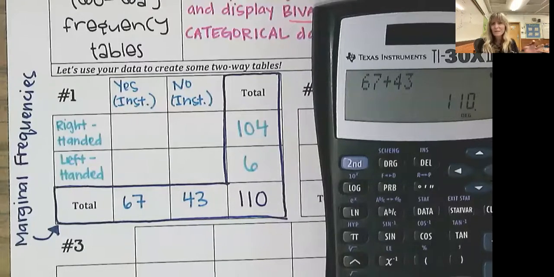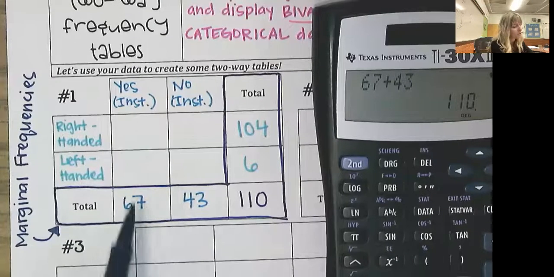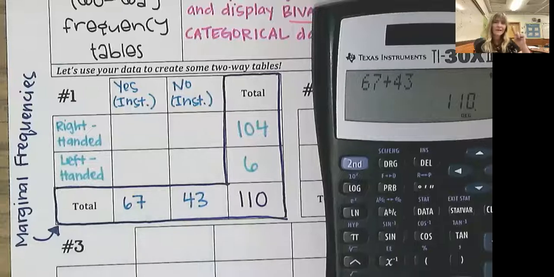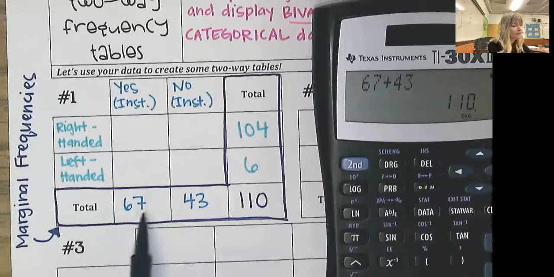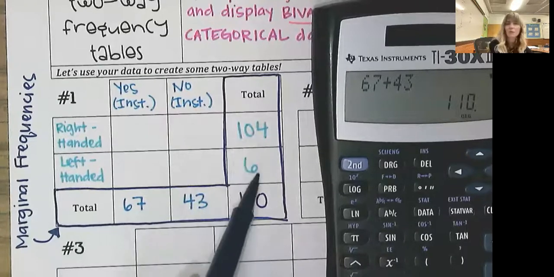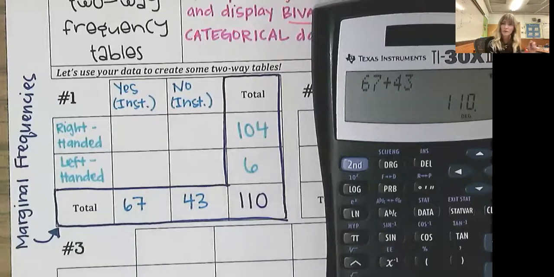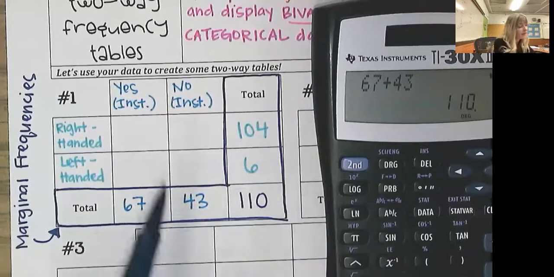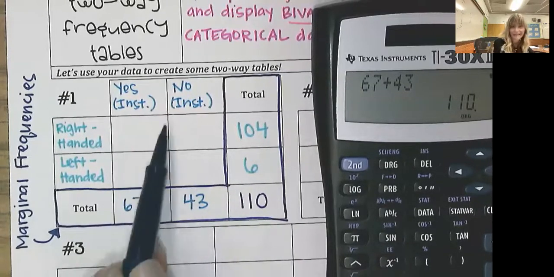But really, what's the point of looking at two variables of data if you're not going to compare them at all? So these marginal frequencies only tell us one thing about that group. These marginal frequencies tell me who plays an instrument or not. That's one variable. These marginal frequencies tell me who's right-handed or left-handed. That's one variable. We get to the bivariate stuff as we fill in here.